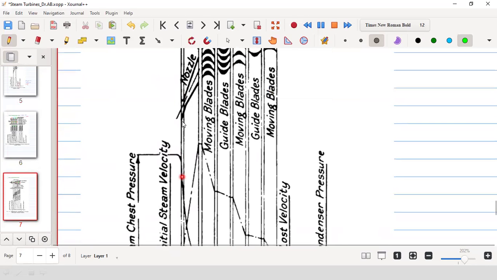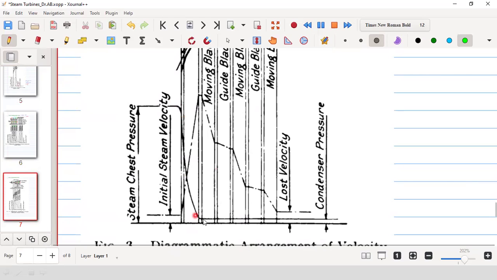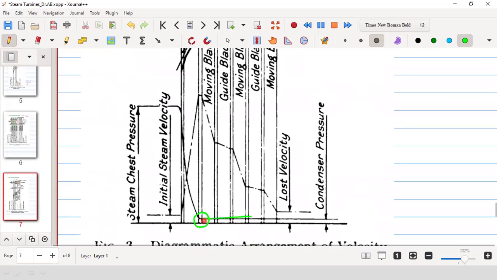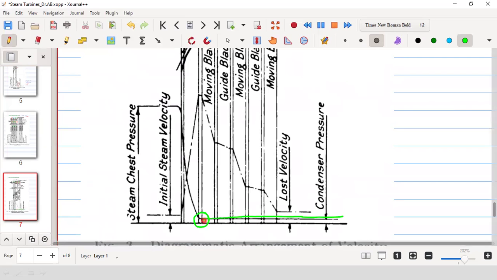So there is only one time pressure reduction, and that is, you see that exit of this nozzle, that is the pressure is same as the condenser pressure here. That is the condenser pressure. After that there is no pressure change. Do you follow? There is no pressure change, constant. So this is velocity compounded, and pressure is reduced in one stage only. After that there is no pressure change.